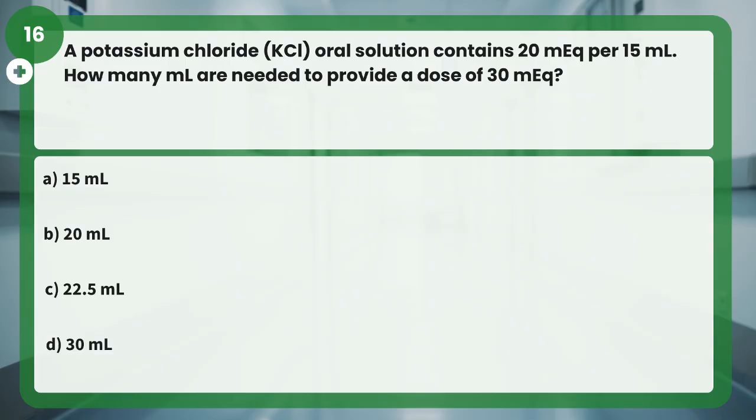Question 16. A potassium chloride, KCl, oral solution contains 20 milliequivalents per 15 milliliters. How many mL are needed to provide a dose of 30 milliequivalents? A. 15 milliliters. B. 20 milliliters. C. 22.5 milliliters. D. 30 milliliters. Answer: C.